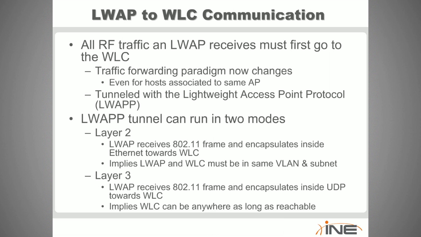Now, the actual traffic flow when we're using the lightweight access points and the wireless LAN controllers is a little bit different than you would think of a normal wireless topology, where with an autonomous AP, we just have the traffic being bridged in the Ethernet port of the access point and then being repeated basically out onto the RF media. But with the lightweight access points and the wireless LAN controllers, we use a layer 2 or layer 3 tunneling mechanism between them that is known as the lightweight access point protocol, or LWAP.